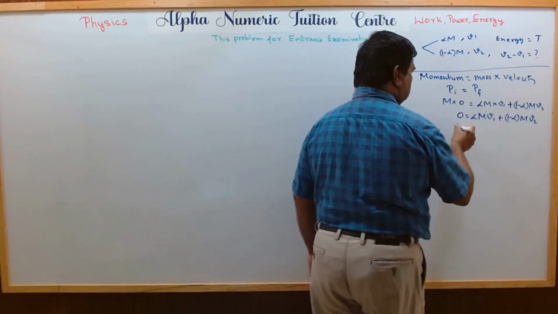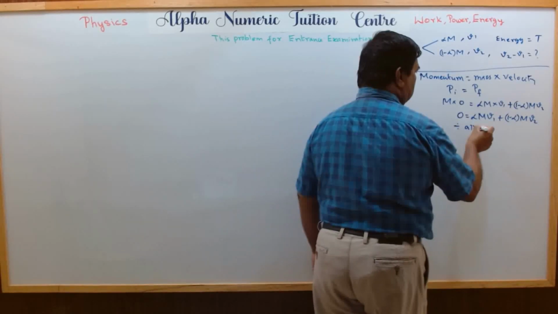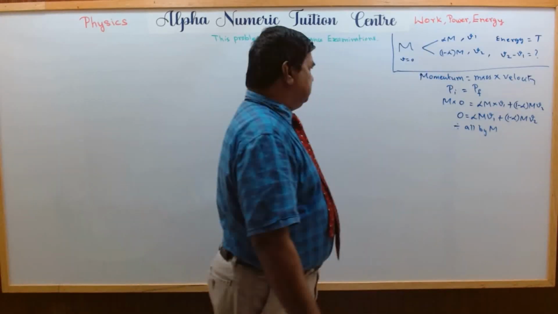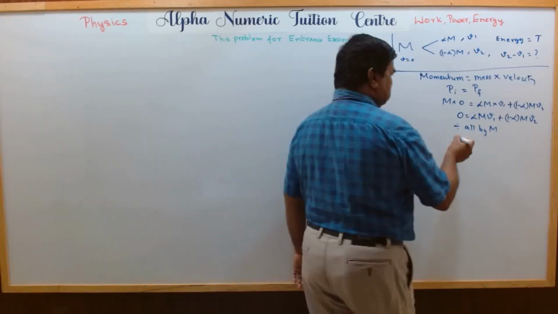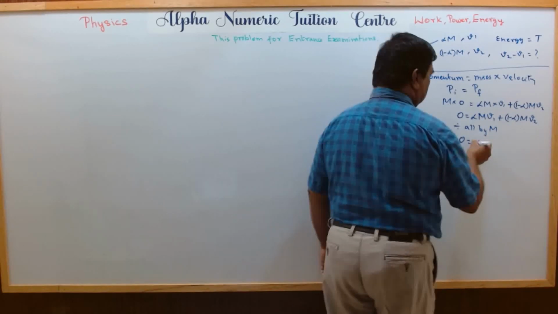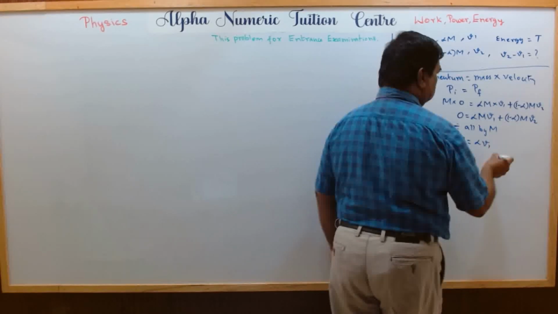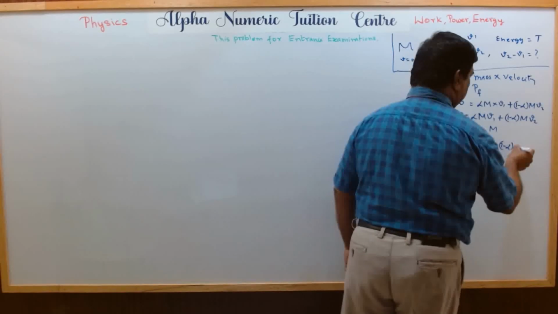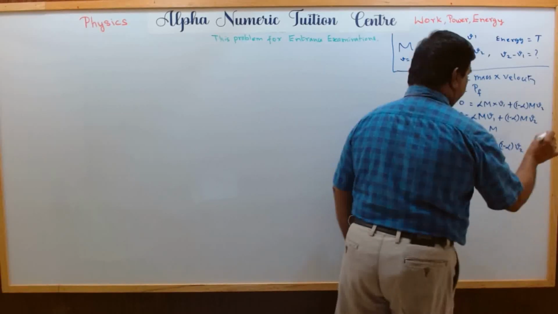Now divide all by capital M. Now 0 is equal to alpha v1 plus 1 minus alpha v2.